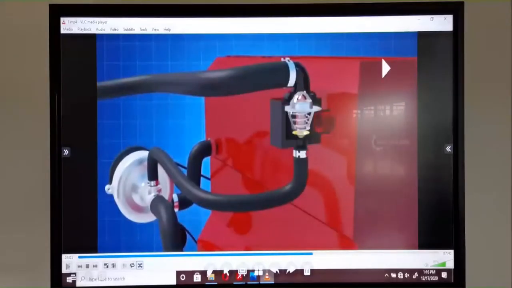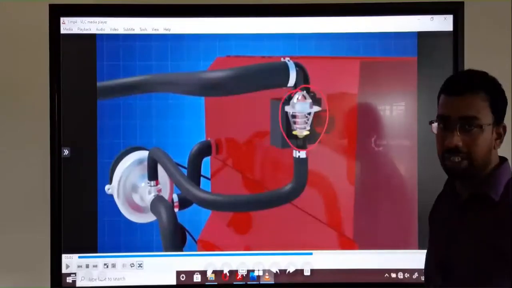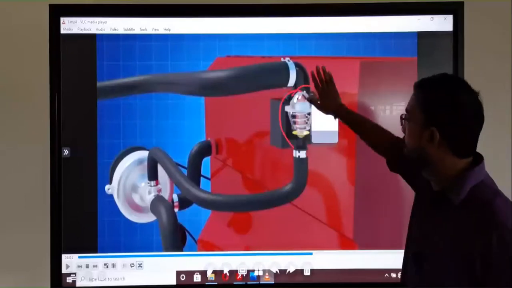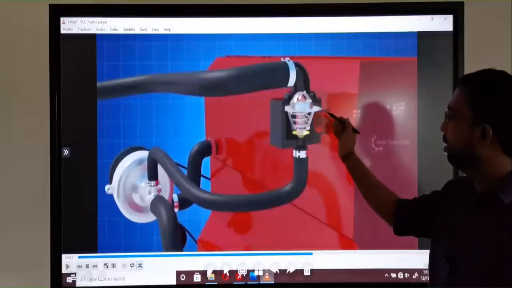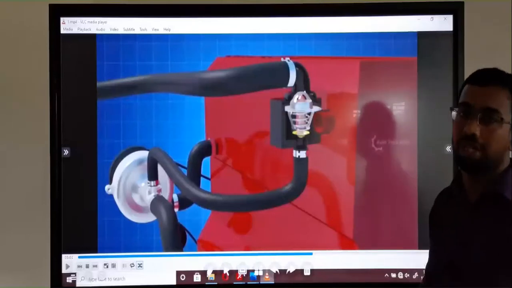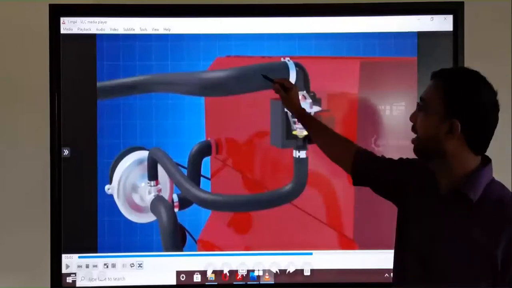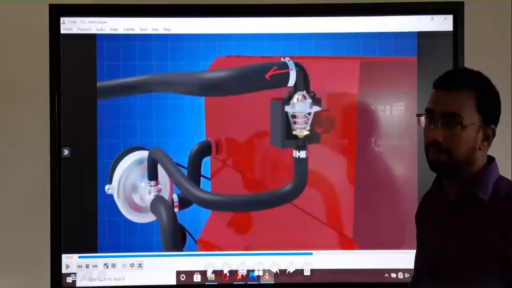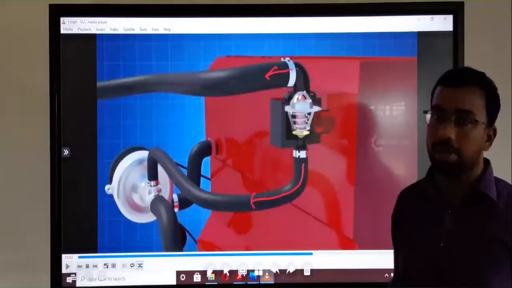Here inside there is a thermostat. We see this thermostat is always connected with the outlet of the engine. The coolant leaves from this area, that is called the outlet. This is fixed with the outlet. So this is the main outlet. This is the main pipe. This is the bypass line, and that is the water pump.